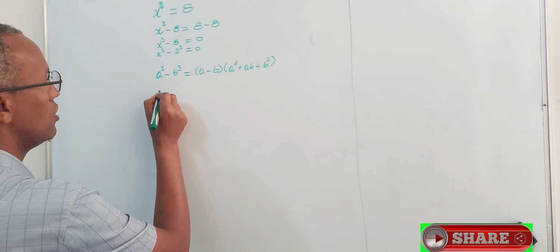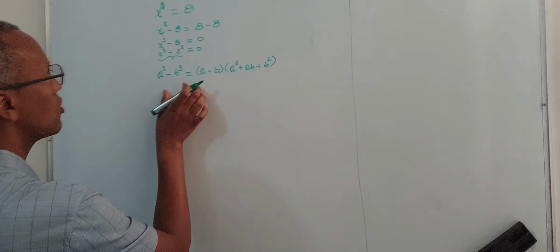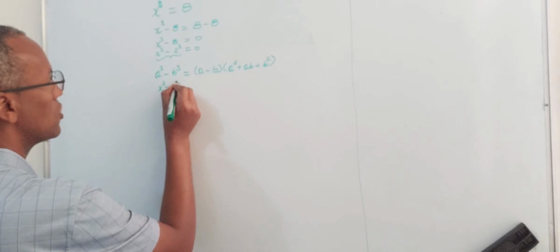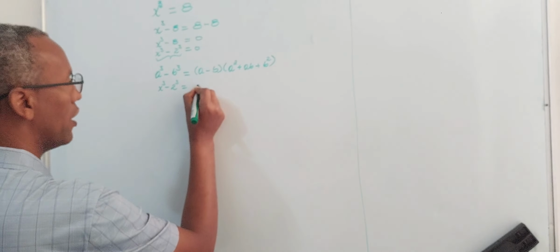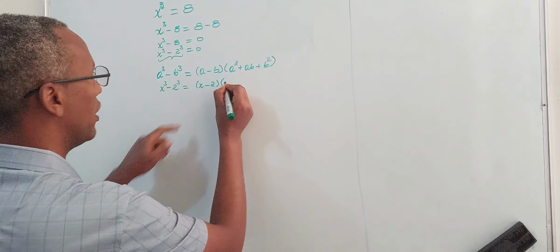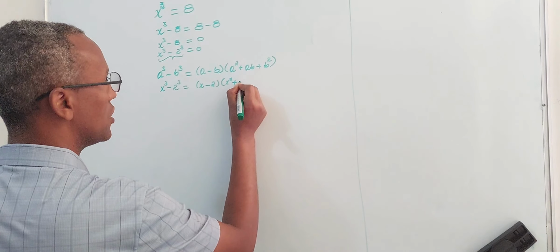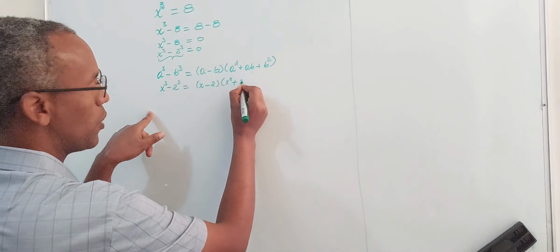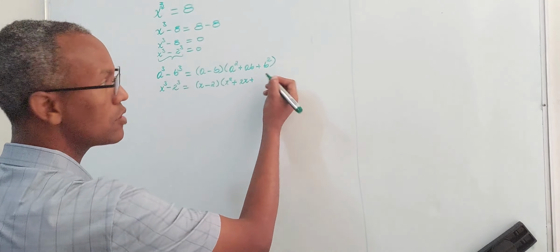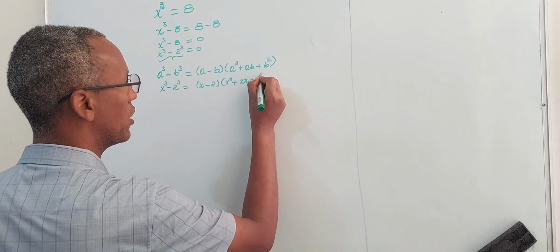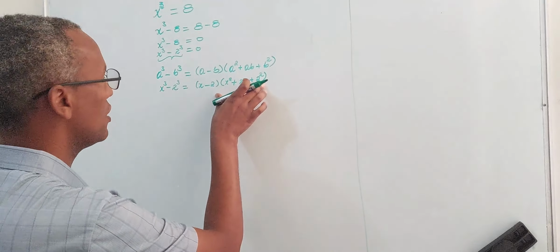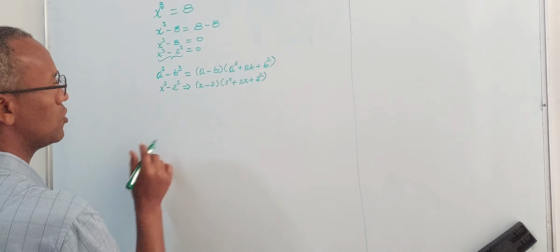So based on this rule, x to the power of 3 minus 2 to the power of 3 means (x minus 2), open the bracket, close the bracket, then (x squared plus 2x plus 2 squared), right? Because 2 multiplied by x will give us 2x, plus 2 squared means 4. Now, this is equal to this, which implies that we can use the implication.